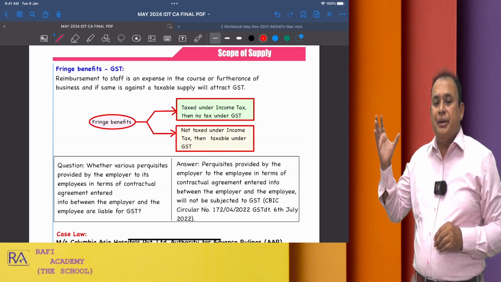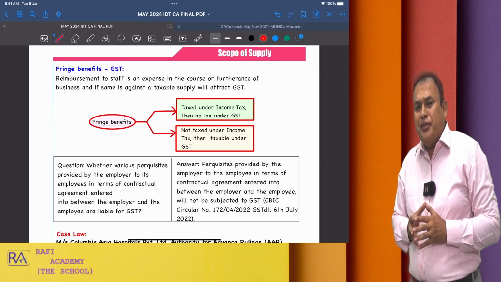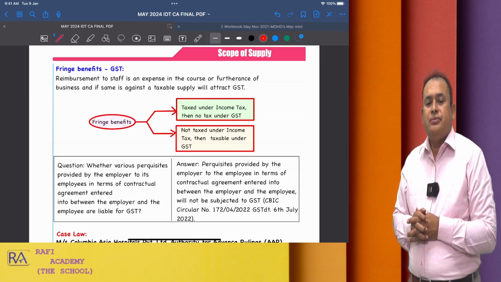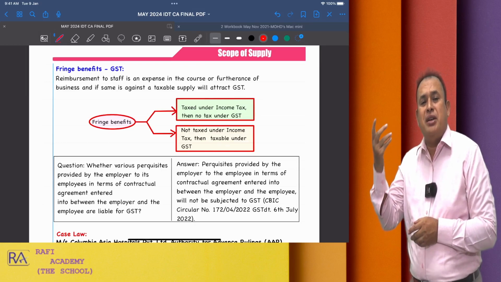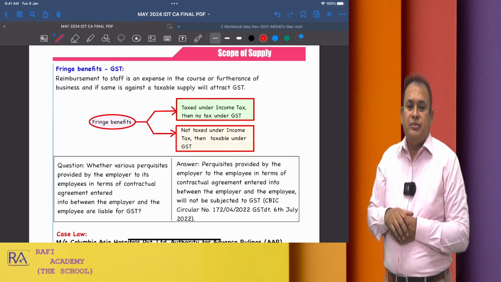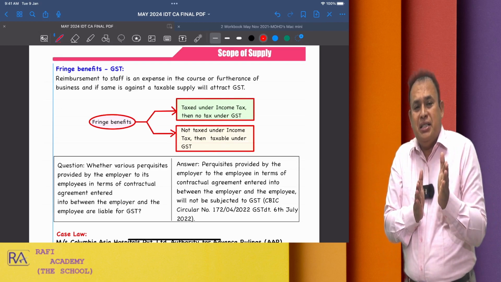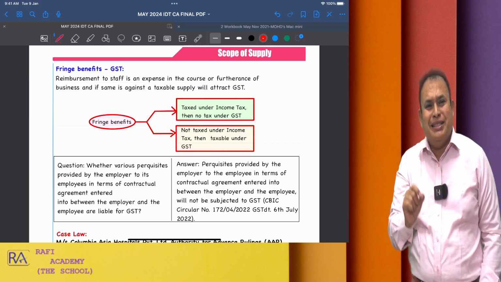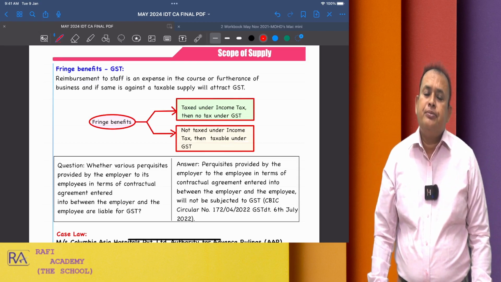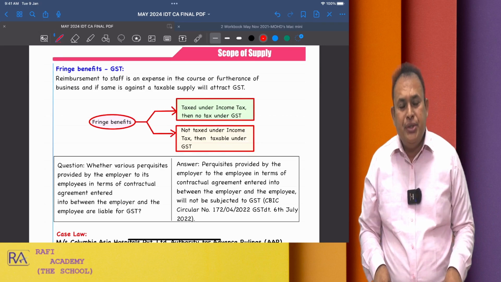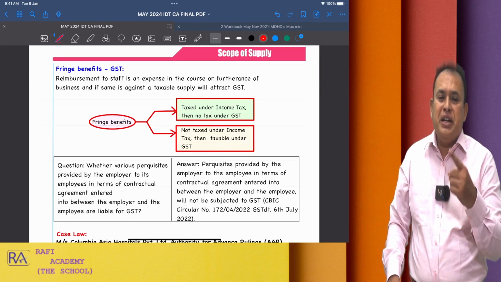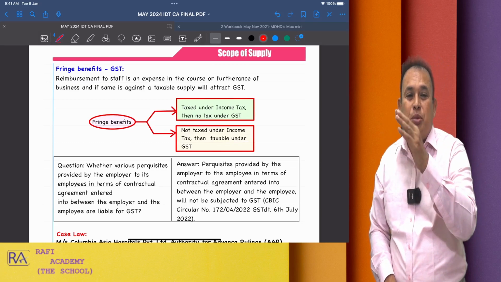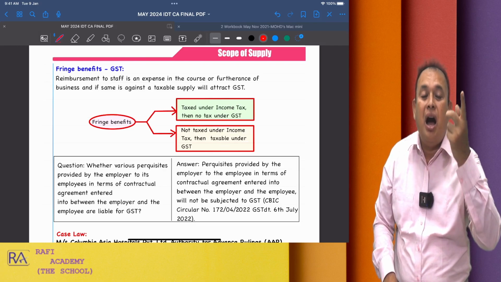Now, look here. As you are aware, fringe benefit, which is a familiar terminology under the Income Tax Act, like perquisite, alternative terminology is fringe benefit. Such a fringe benefit given by the employer to the employee, is it going to be taxed under income tax? Yes, sir. Fringe benefits are taxable under income tax, sir. Such fringe benefits, which are taxable in the income tax, are not going to be taxed under the GST.